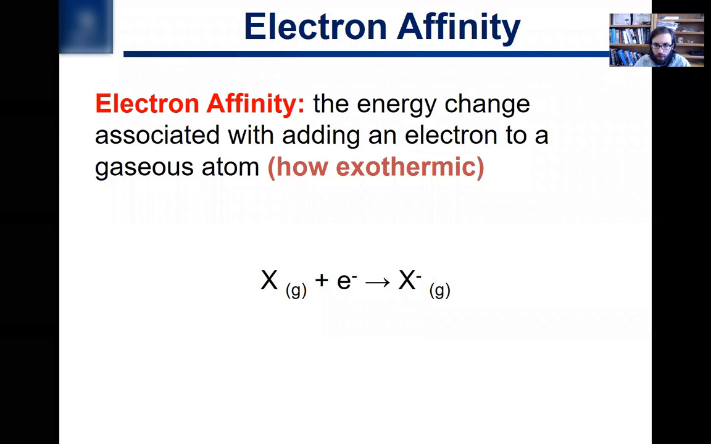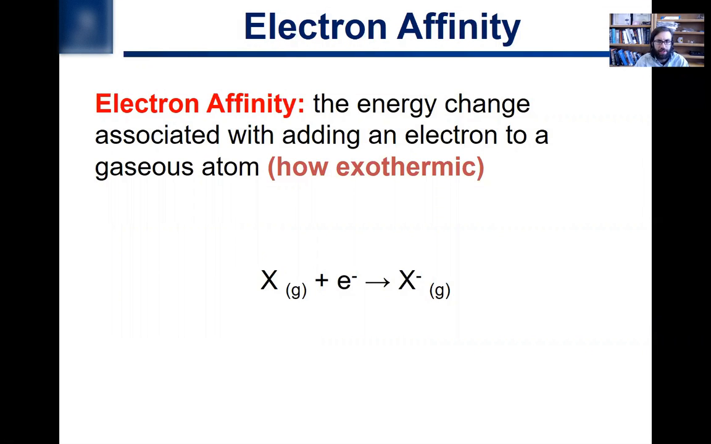All right, so two more periodic trends that we're going to go over in this video are electron affinity and electronegativity. These are a little bit related. Electron affinity is the energy change associated with adding an electron to a gaseous atom. How much energy is usually going to be released in that process. So you have some element X in the gaseous phase, you're adding an electron, and how much energy does it make to make that anion? So it's sort of the reverse process of ionization energy.